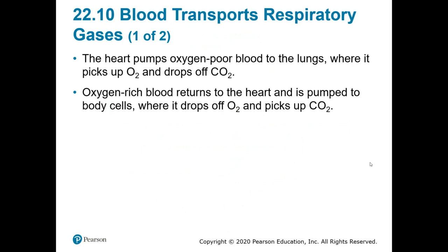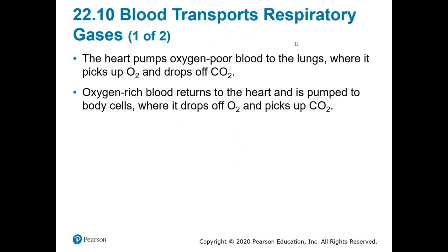So we have two circuits with the circulatory system. We have what's called the pulmonary circuit, which is the right side of our heart. That's going to pump blood to the lung, where it gets oxygenated and comes back to the left side of the heart. And then that's going to be pumped through the systemic circuit that goes to the rest of the body. Now, we do have a 4-chambered heart.